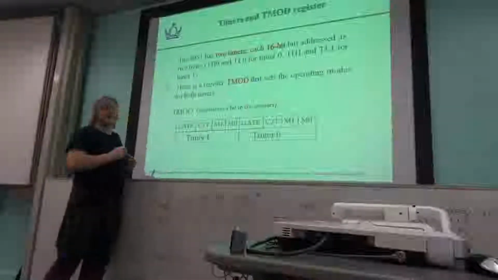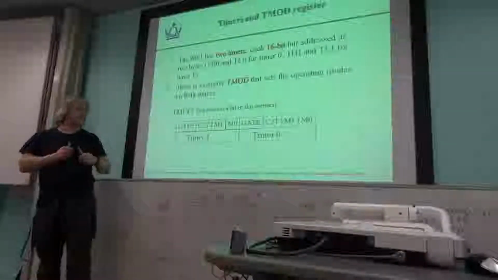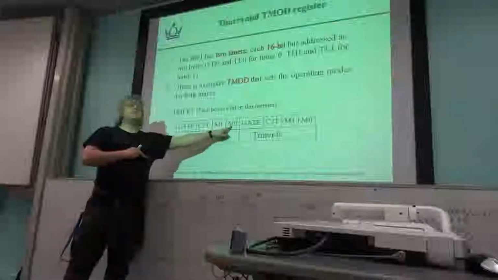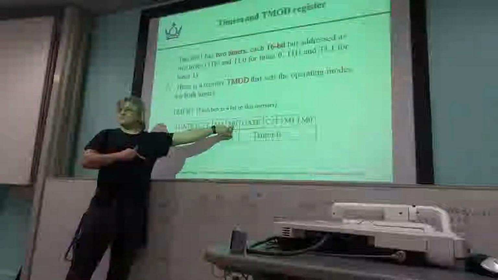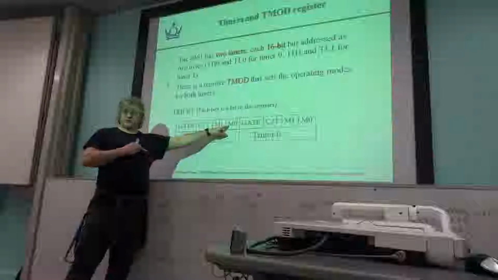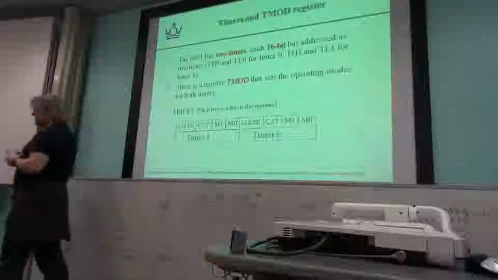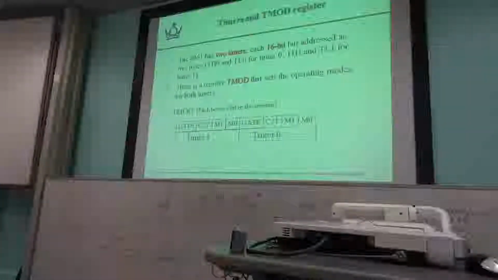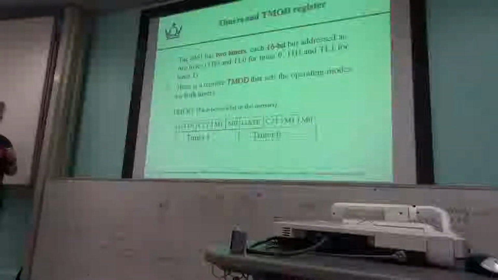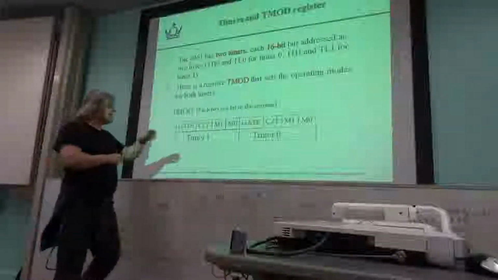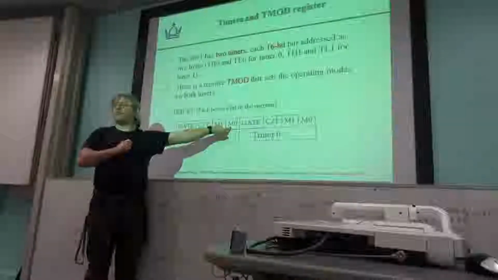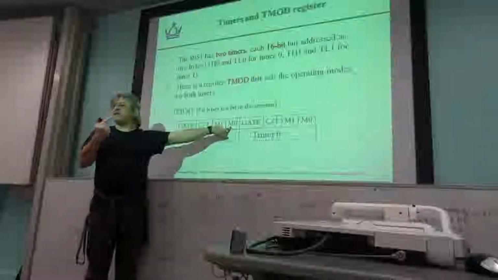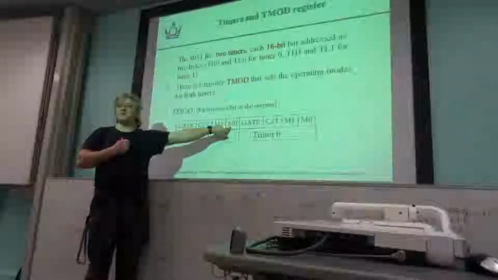Gate and C/T, I'm going to show you in a later diagram the impact that they have. M1 and M0 are the mode bits. So you have a choice of 4 possible modes for this timer. And you're expected to know about all 4 modes, 2 of them in a lot of detail. So this, if you like, sets the mode of operation: Mode 0, Mode 1, Mode 2, and Mode 3.